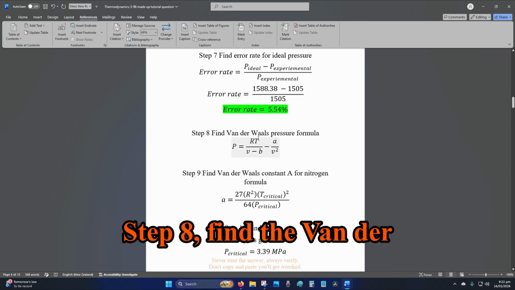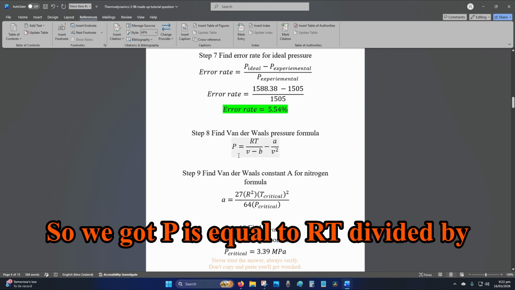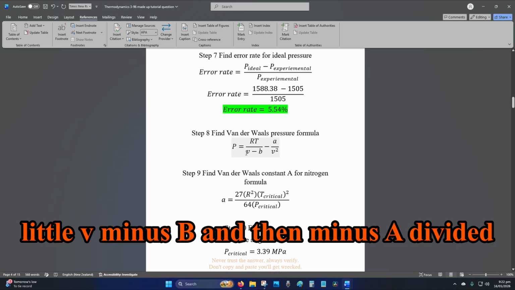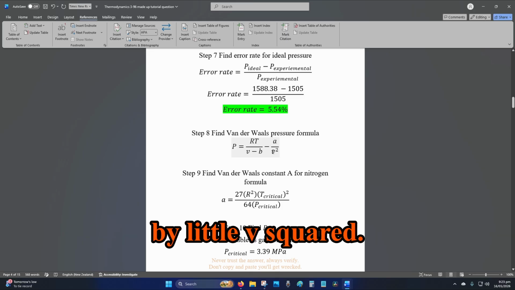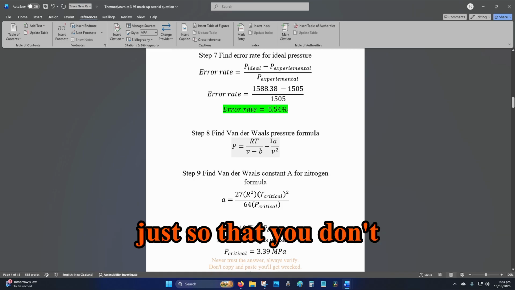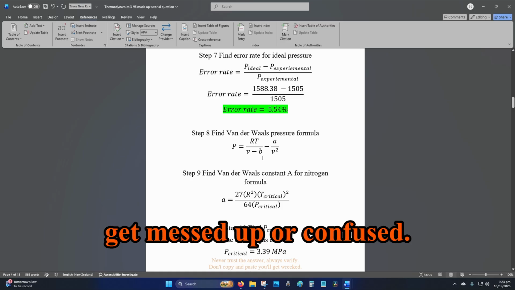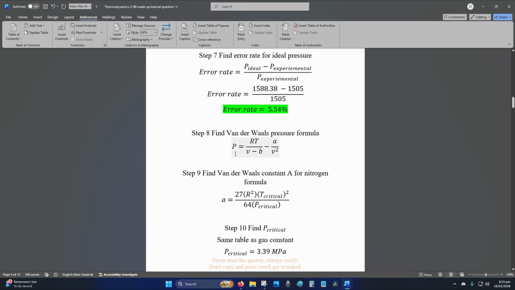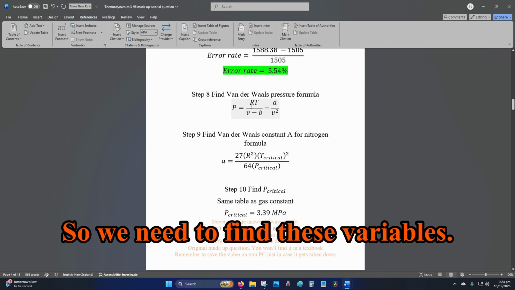Step 8, find the van der Waals pressure formula. So we got P is equal to RT divided by little v minus B, and then minus A divided by little v squared. So I would put brackets around these two, just so that you don't get messed up or confused. So we need to find these variables.